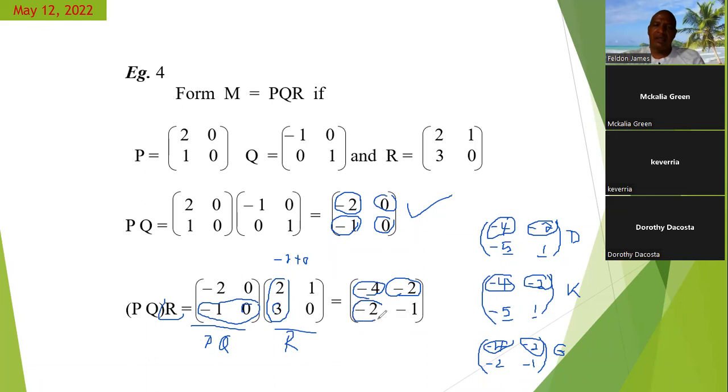So this -5 here would not be correct. That means there's an error in your calculation there. Now, to do this one, we're using the same second row with the second column. So we say -1 times 1, -1, and 0 times 0. So we have -1 plus 0, we get -1.